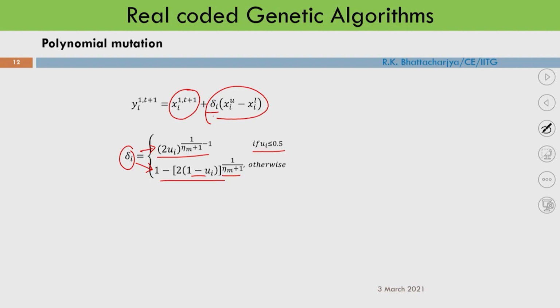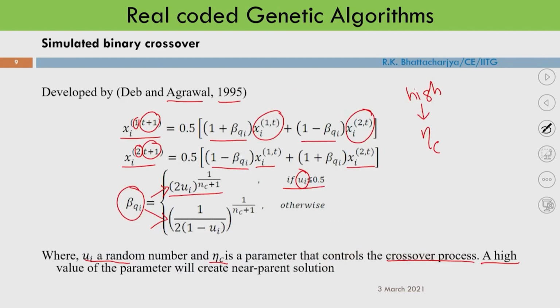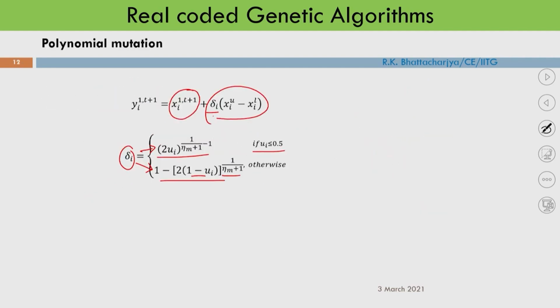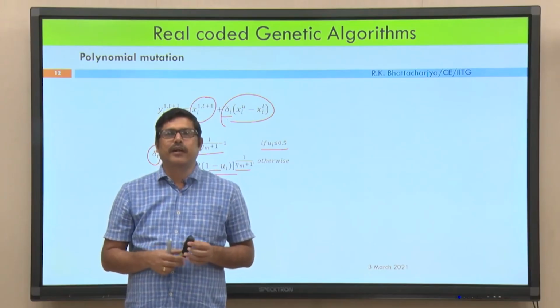I can use this, but for my work, whatever examples I discuss, I will be using this polynomial mutation, and also simulated binary crossover for real coded GA. For real coded GA we will use simulated binary crossover, and here, using eta c, you can control the crossover operation. So, I will be using this crossover operator and polynomial mutation. This is all about the real coded genetic algorithm.